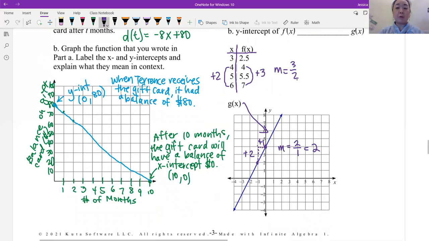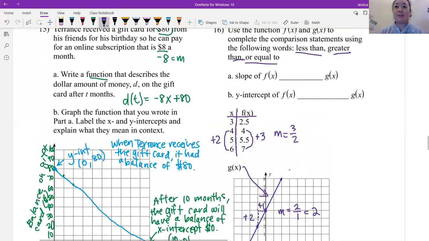So which one is bigger, 3/2 or 2? 2. So which one is bigger? It's going to be g. So it is going to be f of x is less than g of x, right?